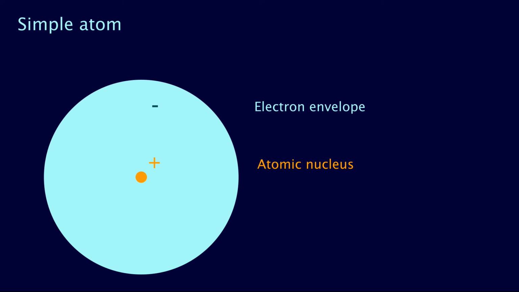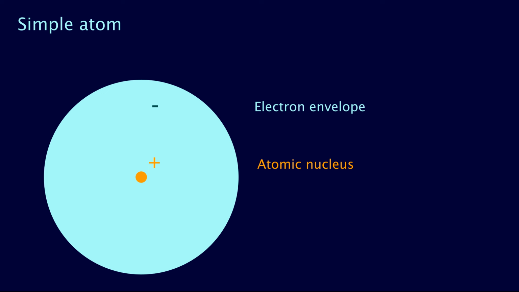To find out about this, we have to shortly go back and look at the composition of an atom. An atom consists of a nucleus, which contains the positively charged protons and some neutrons as well, and it consists of an envelope, which contains the negatively charged electrons. The number of protons is called the atomic number, and this determines the nature of an element.